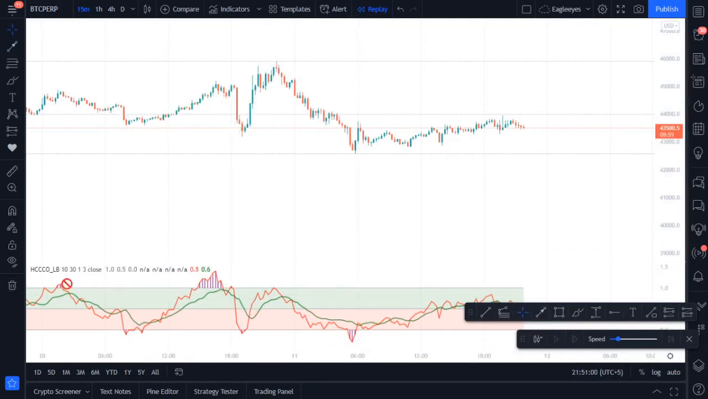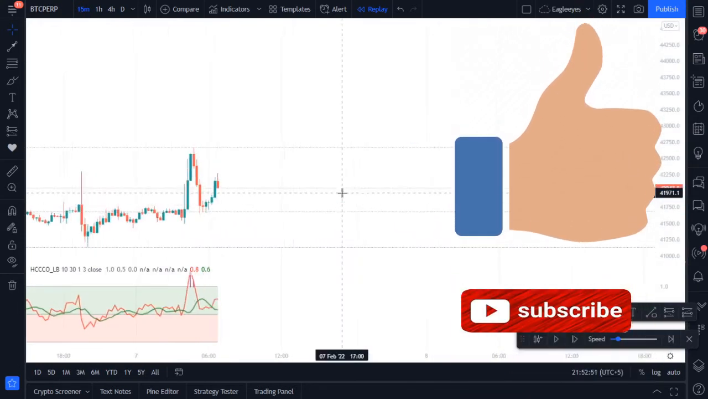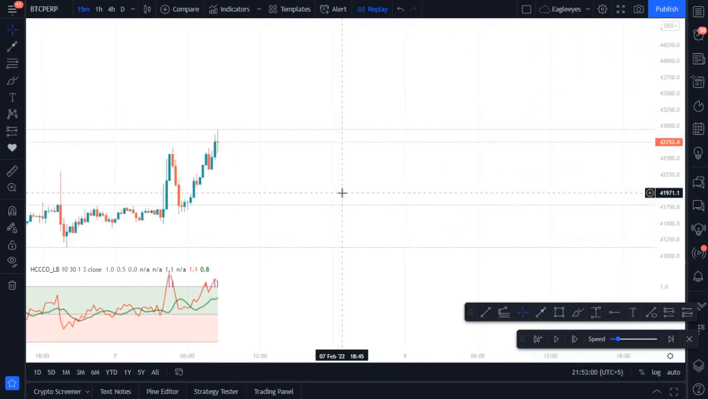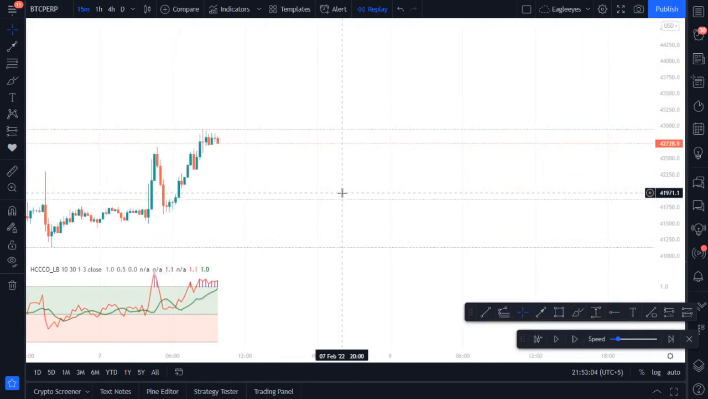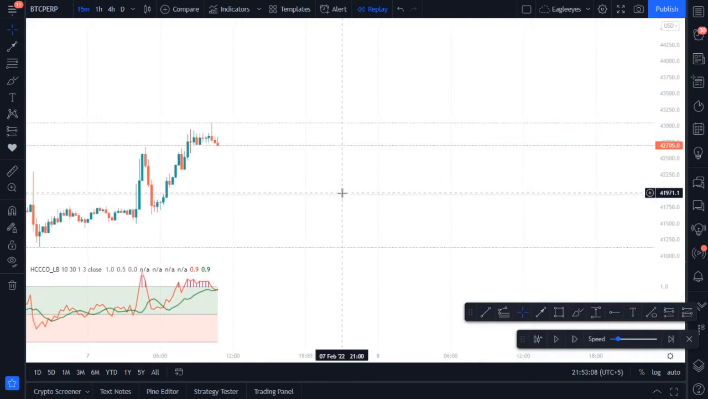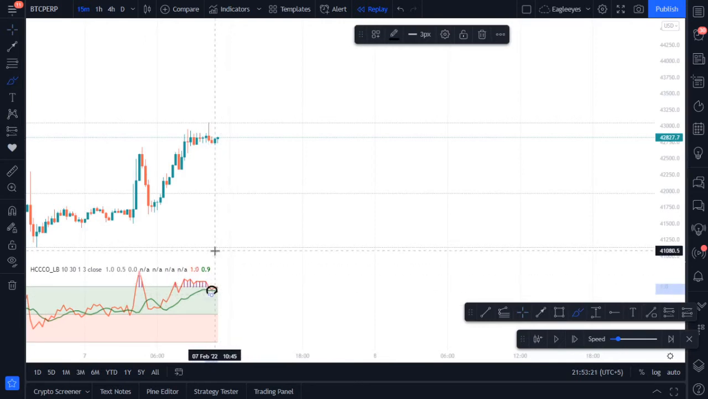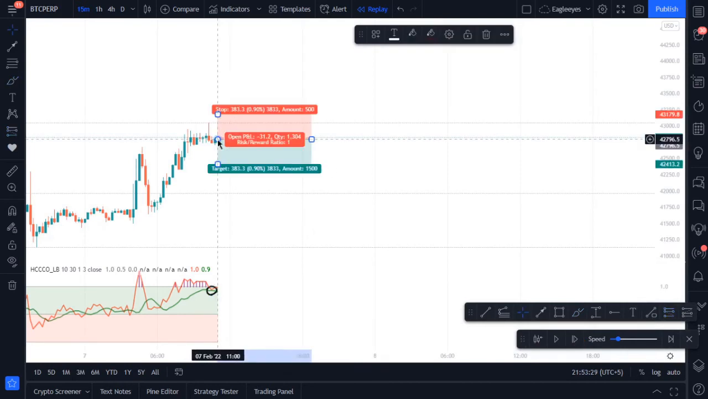Now we will do a live demonstration using the TradingView replay function. Wait for the red line to go into the oversold region, forming these small bars underneath them. Now we will wait for this crossover of red and green. When this happens, we have a confirmation of a short trade.